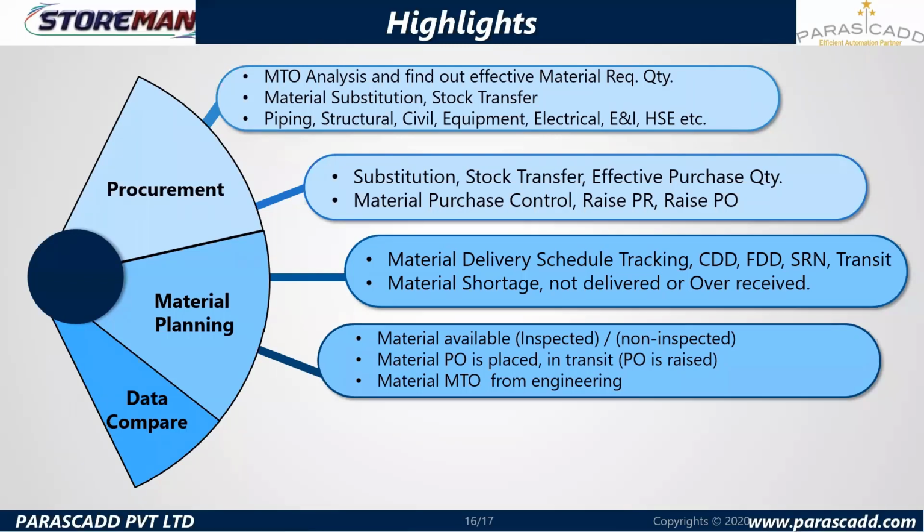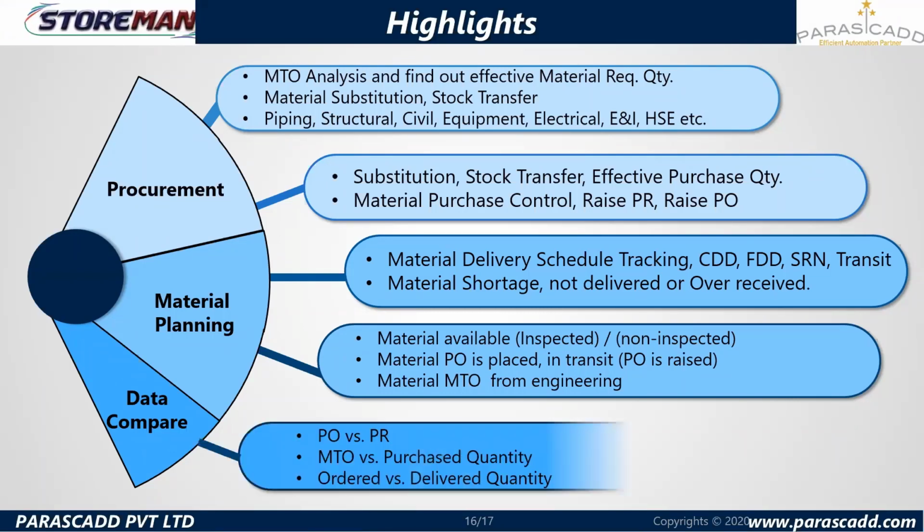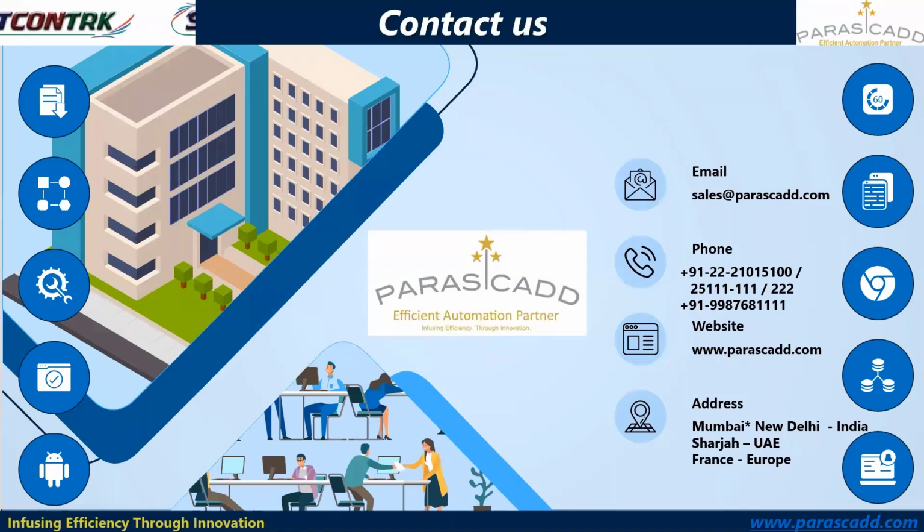Material MTO was the initial resource. We looked at the MTO stages: preliminary, intermediate, final, and top up. Then we have understood the reports: PO versus PR, MTO versus purchase quantity, order versus delivered quantity, cascading reports, and apart from that, user customization based reporting is also available over there. So that's it from today's demonstration side.